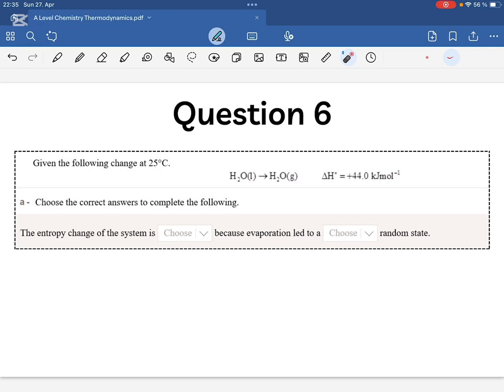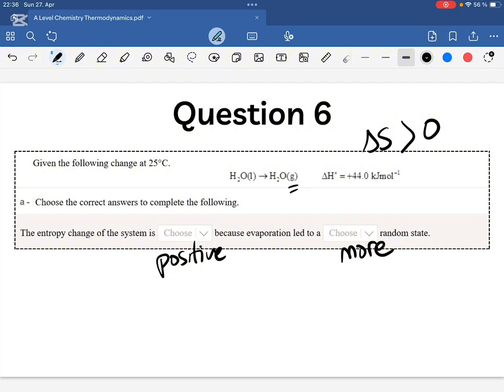Question 6. So we have given the following change at 25 degrees Celsius. We're going from H2O liquid to H2O gas, and the delta H is plus 44, which indicates that it's an endothermic process. Choose the correct answers to complete the following. The entropy change of the system is going to be positive, and this is because we're going from a liquid to a gas, so the delta S is going to be greater than 0 because we're going to a more random state, and this is because evaporation leads to a more random state. So there's an increase in entropy.